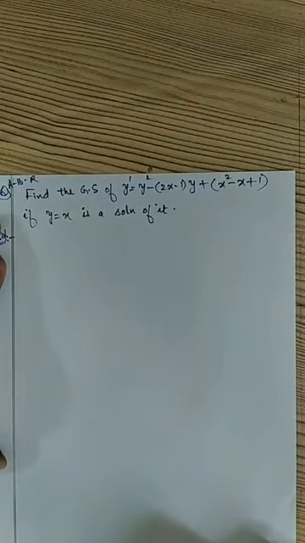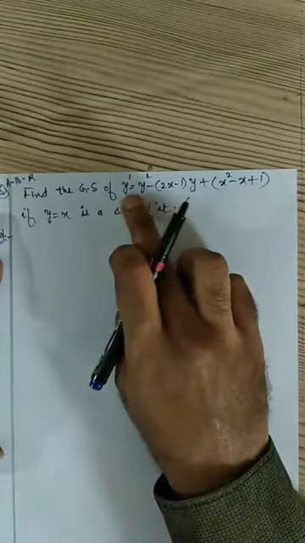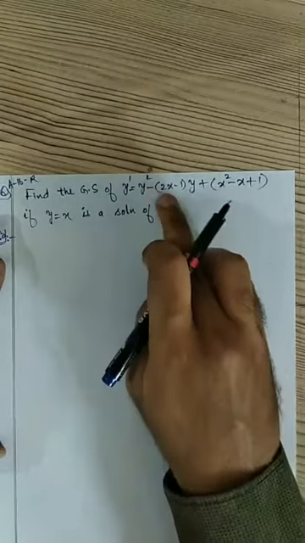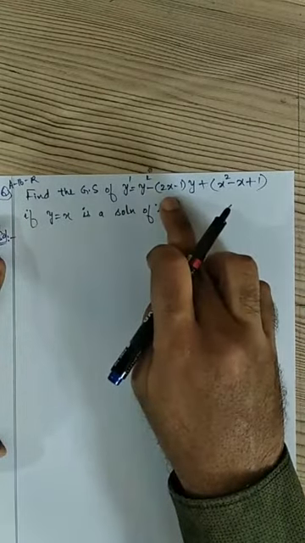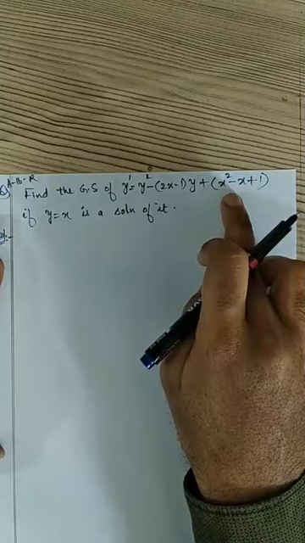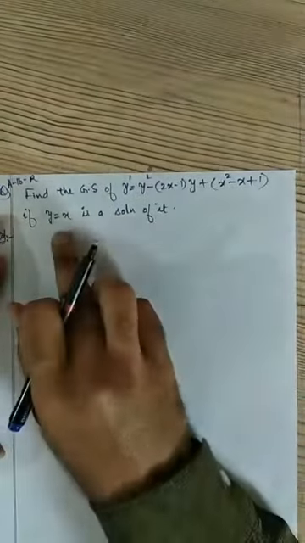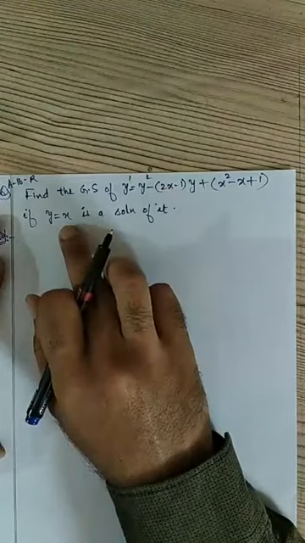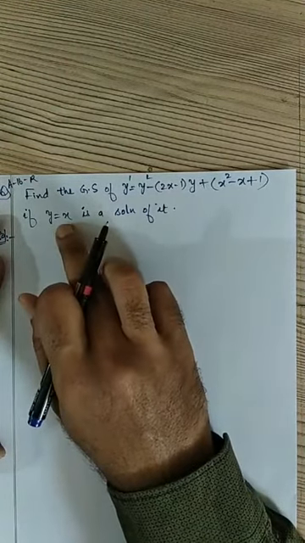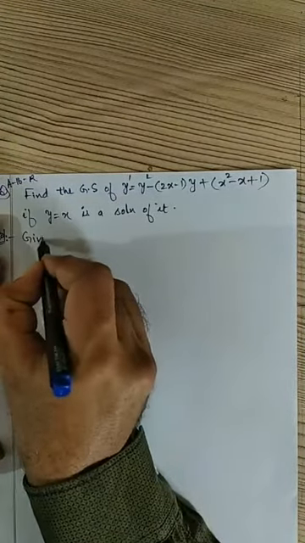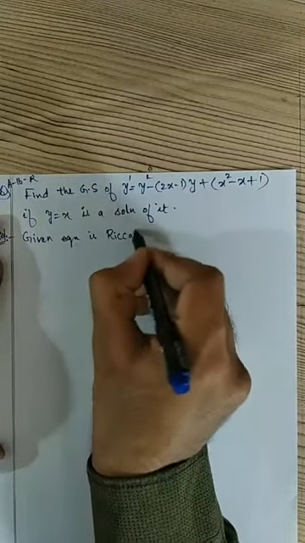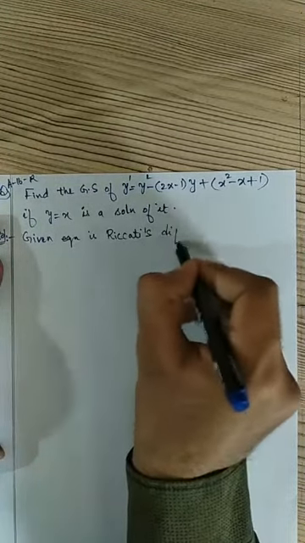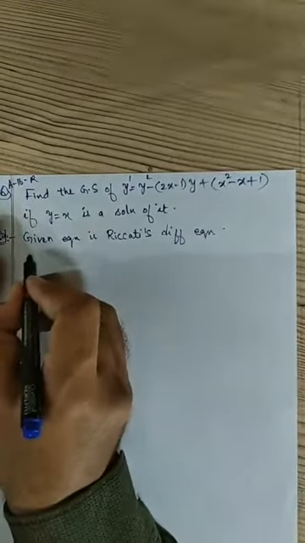You observe the question carefully. This equation is of the form y dash equals p y square plus q y plus r, where p equals 1, q equals minus (2x minus 1), and r equals x square minus x plus 1. And along with this, one solution is given, y equals x. By looking at the equation and solution, we have to understand that the given equation is a Riccati's differential equation.